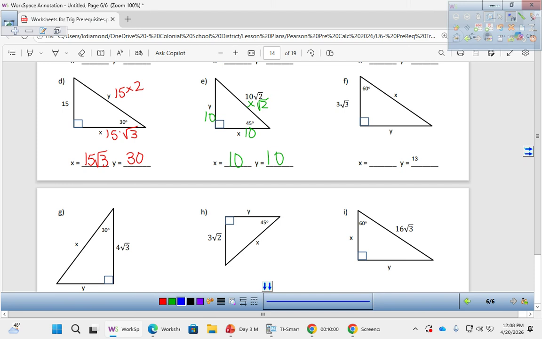This is my 30. So I already have my short leg. So my hypotenuse is my short leg times 2. So that must be 6 root 3. And my 60-degree leg is my short leg times root 3. So I get 3 times 3, which is 9.